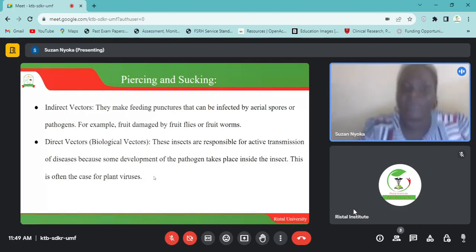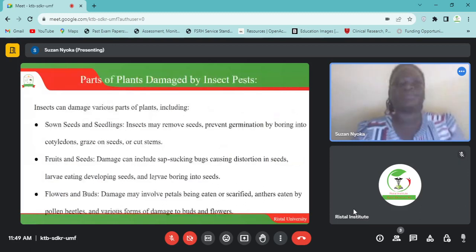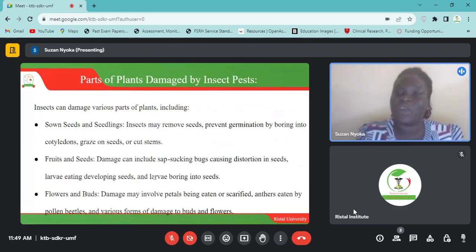Disease occurs on its own, so it doesn't need any third organism to come and cause the disease. Other parts of plants are damaged by insect pests. Insects can damage various parts of plants, including seeds and seedlings. Insects may remove seeds, prevent germination by burrowing into cotyledons, prey on seeds, or cut stems.